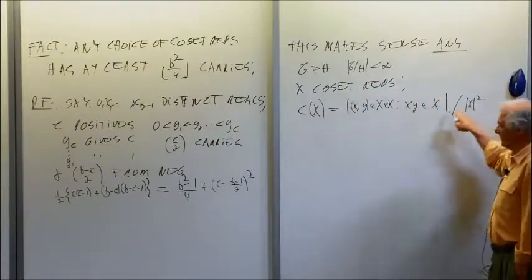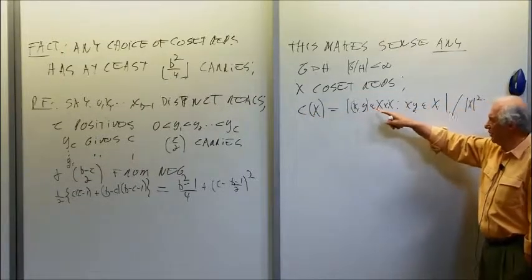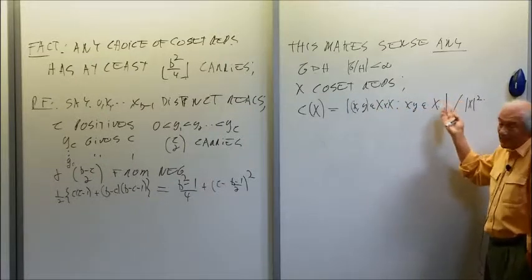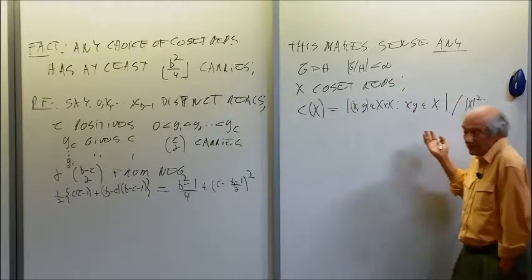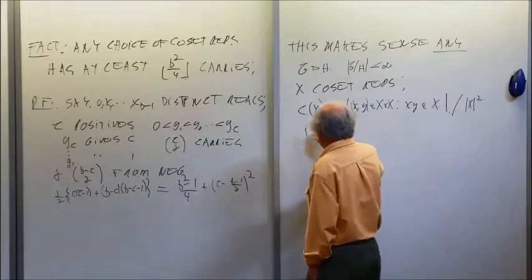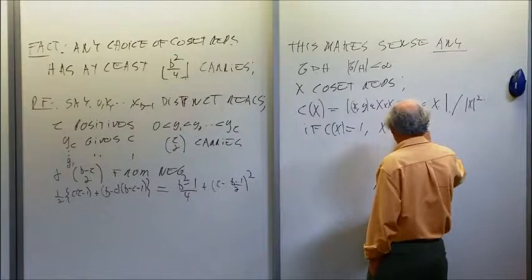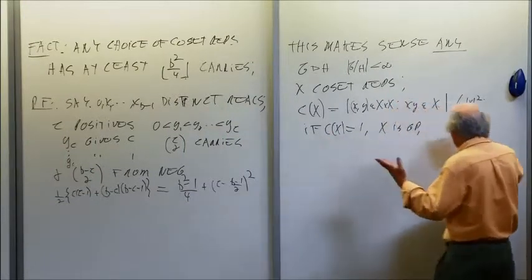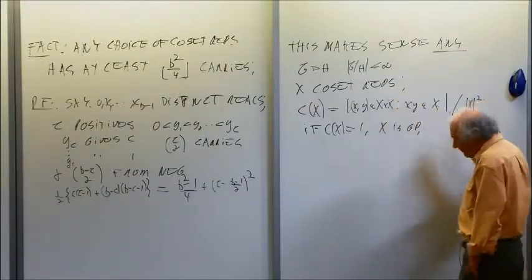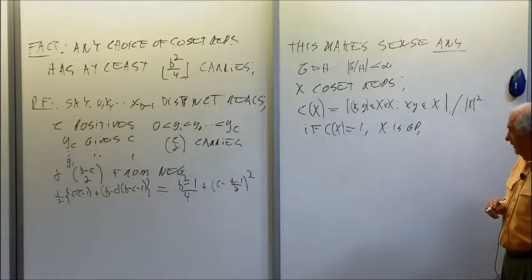If this is 1, it means for every pair X and Y, X times Y is in X, and so X is a group, and so we say the extension splits. If C of X is 1, X is a group, and so the extension is said to split.